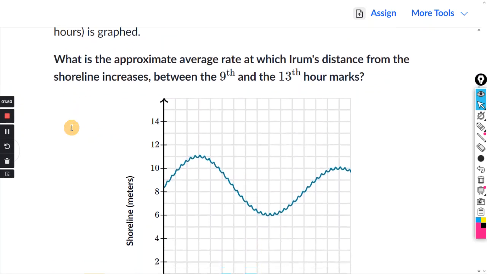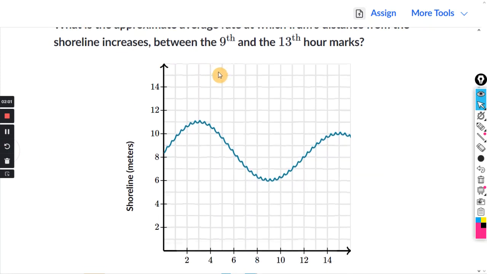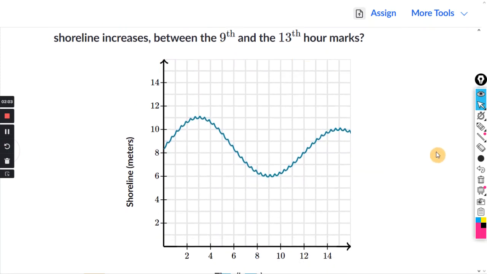Okay, so really most of these write-ups you don't have to read. You just have to look at the final sentence or question. Average rate of change between the 9th and 13th hour marks, okay? Between the 9th and 13th hour.